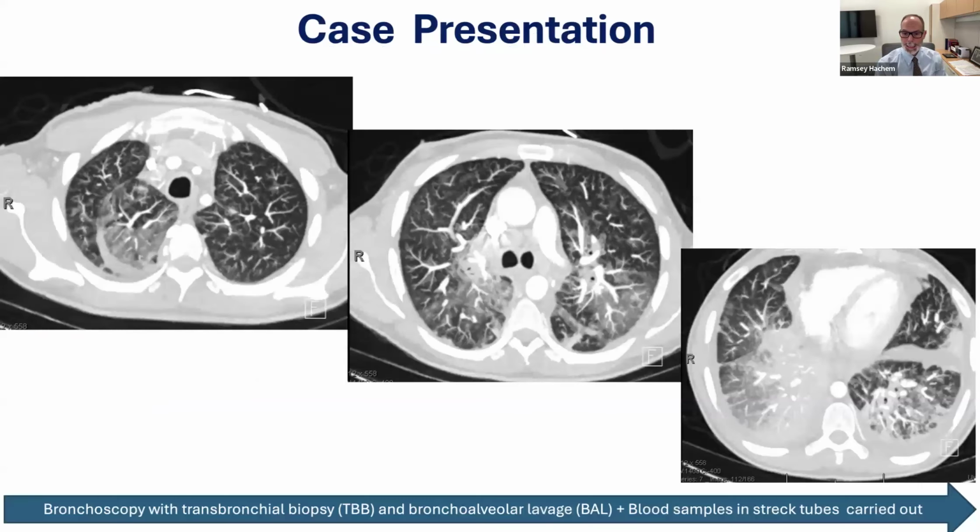He had a CT scan, which shows similar findings to the chest X-ray with ground glass opacities throughout both lung fields and some consolidative opacities in the lower lobes. The patient went on to have transbronchial lung biopsies and a bronchoscopy and BAL, and blood in Streck tubes for cell-free DNA, and we'll go through those details.